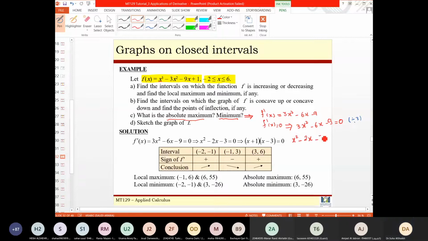Solve it by factorizing. x and x, and the 3, it's a 3 and a 1. We are gonna make it like minus 3 plus 1, because their multiplication is minus 3 and their addition is minus 2. This will give me 2 points. The first point, x is minus 1, and the second point is x equal to 3. Good? Now I have 2 points, minus 1 and 3.